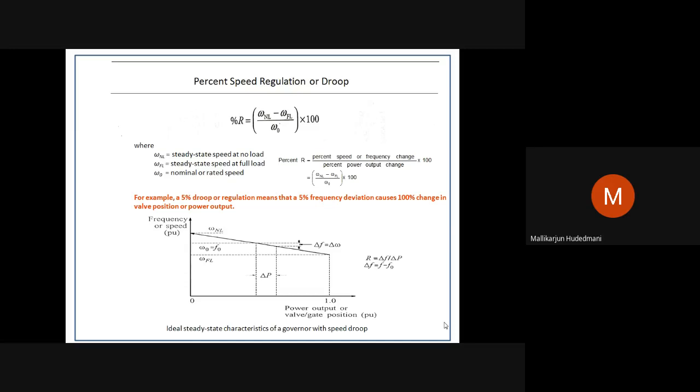Whatever the case, it is a representation of change in speed from no load to full load in the numerator, to the rated speed of the generator, into 100 to make it into percentage. This we call speed regulation or droop connected to a governor of a generator.